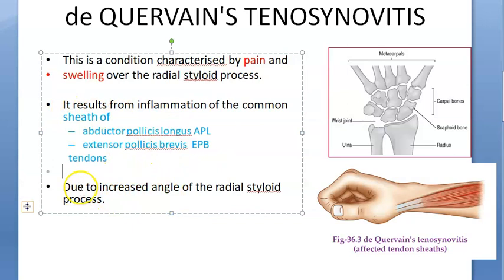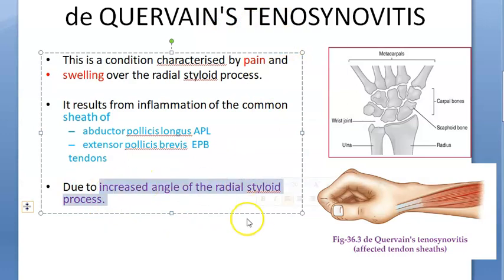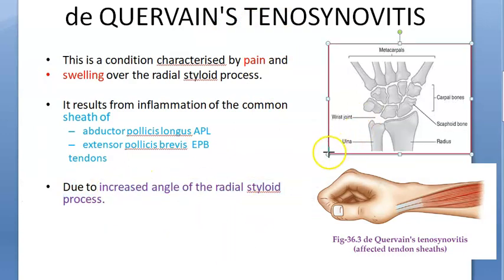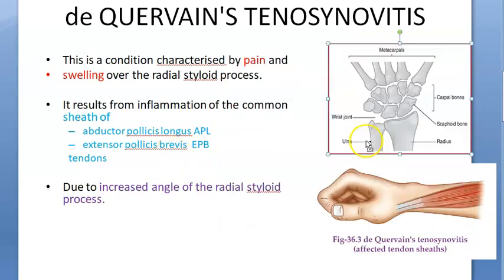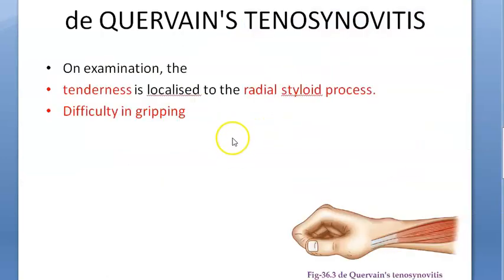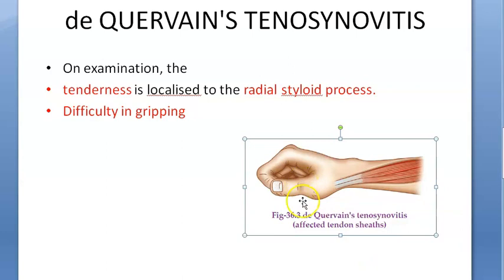Why does this happen? The exact cause they have not told you, right? The cause is the increased angle of the radial styloid process. So just blame the radial styloid process itself. The angle is more, it seems. So the increased angle of the radial styloid process is the etiology they are saying for this tenosynovitis. On examination, what will you see? Tenderness localized to the radial styloid process. There can be difficulty in gripping.